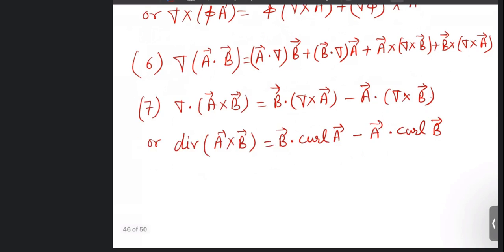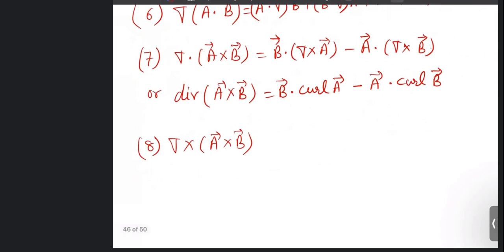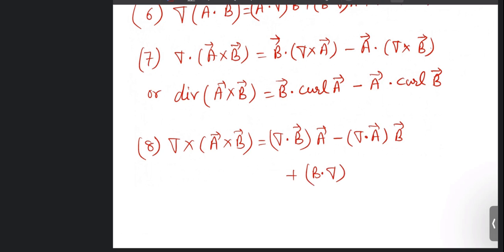And the last property of this is del cross (A cross B), the vector triple product. The definition of vector triple product is different, but whenever this del is applied on the vector triple product, it is different. That is del dot B into A minus del dot A into B plus B dot del into A minus A dot del into B.